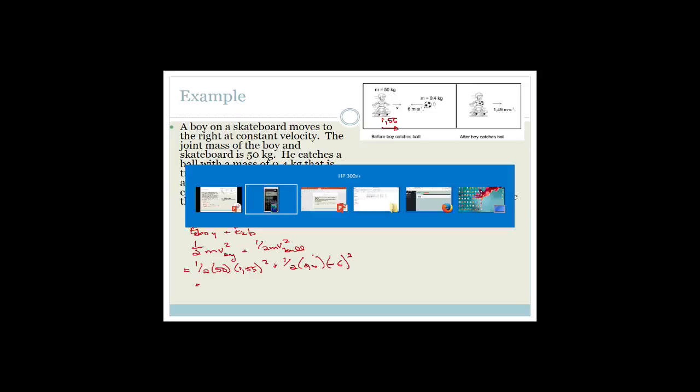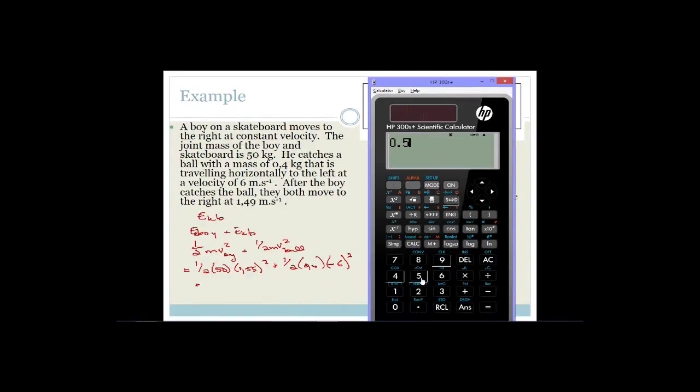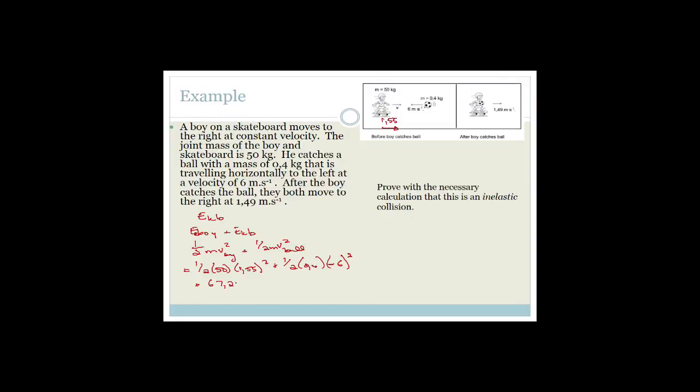So let's pop that into our calculators. So we've got 0.5 times 50 times 1.55 squared plus 0.5 times 0.4. And then because this is a negative, I'm going to go bracket minus 6, close bracket squared equals. And it becomes this horrible number, which is 67.26. So that is equal to 67.26 joules.